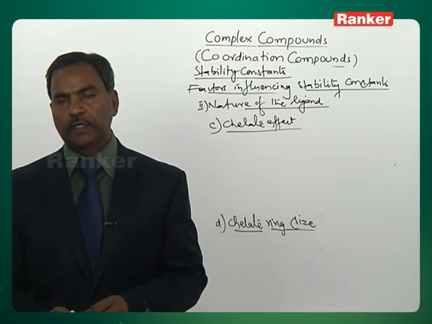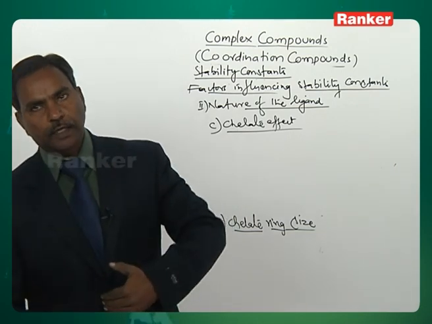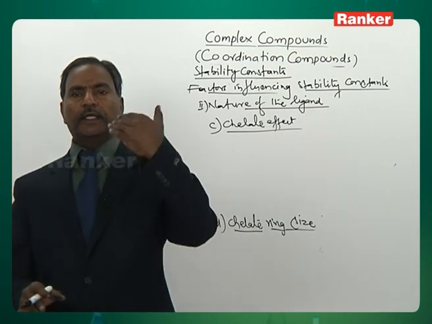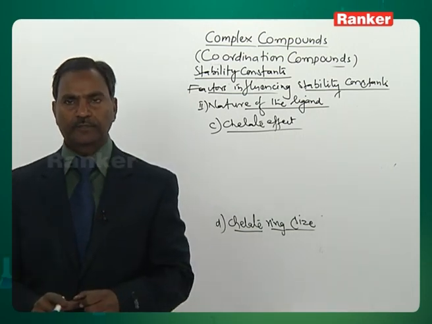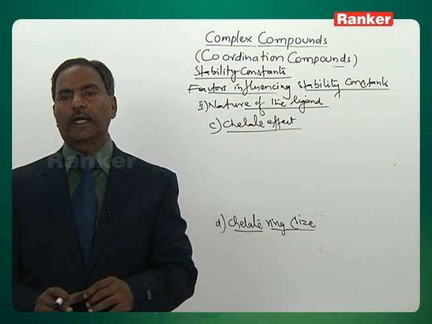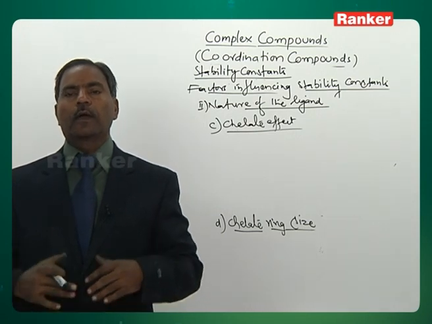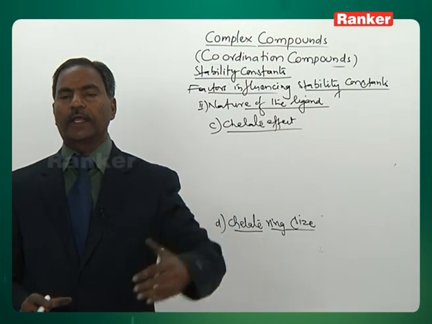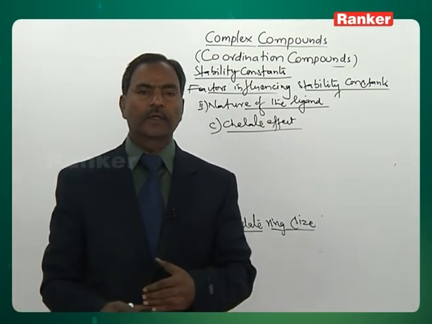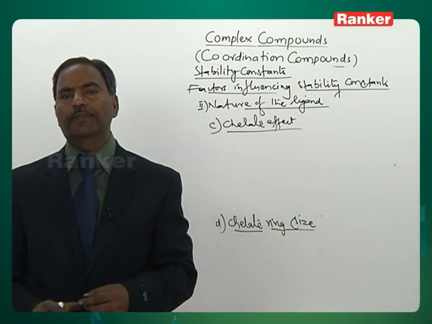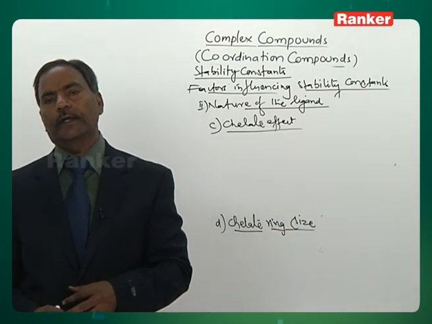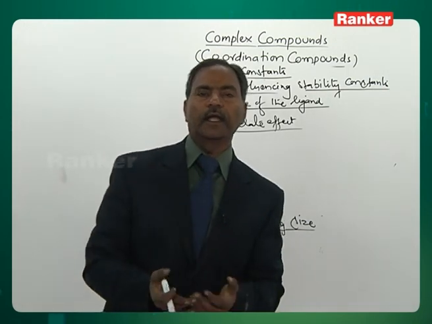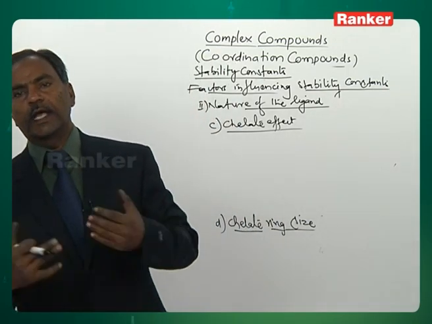highly stable. This higher stability in comparison to the complex carrying monodentate ligands, that higher stability we call the chelate effect. The complex with chelate ligands is found to be abnormally more stable in comparison to the complex carrying monodentate ligands. That higher stability we call the chelate effect. Why is a polydentate or chelate ligand producing a highly stable complex?